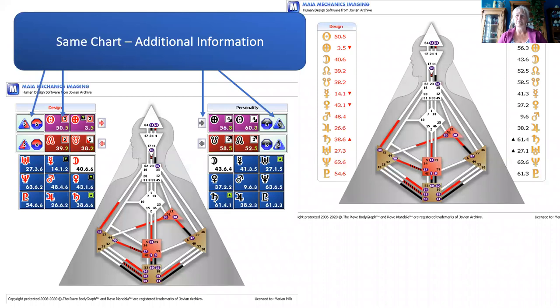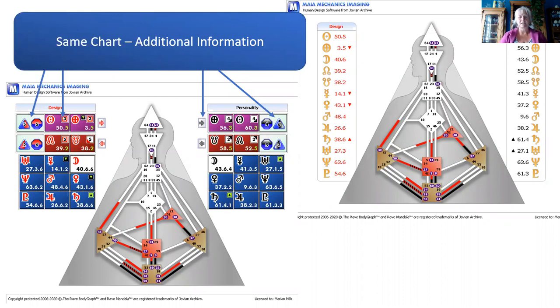Okay, so if you start off with a simple chart, it'd be like the one on the right here, and then to get an advanced chart, I think you can get this information through mybodygraph.com. Or in some of the groups, people have offered to run charts for people so that they can see it. So there's an additional level of information. It's laid out slightly differently.